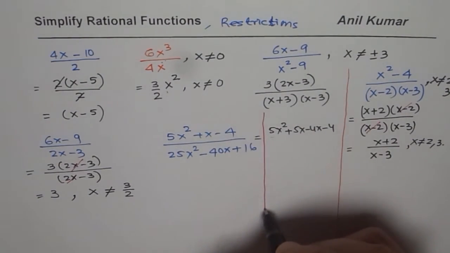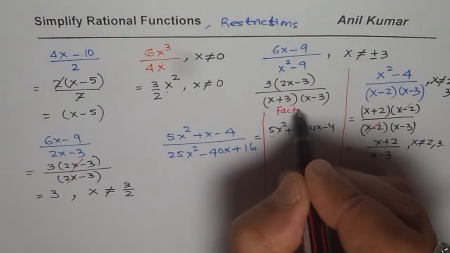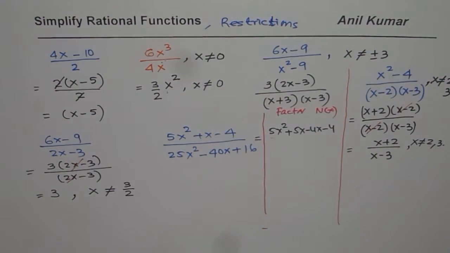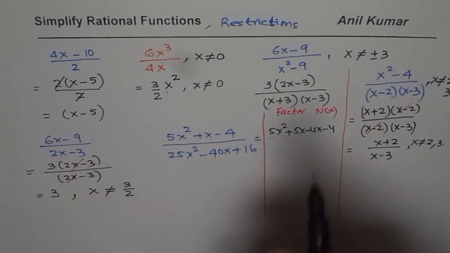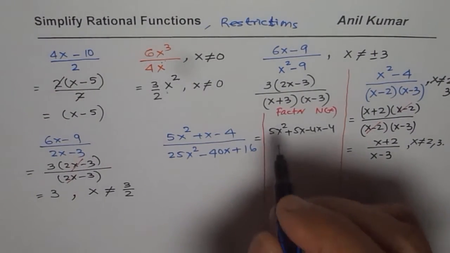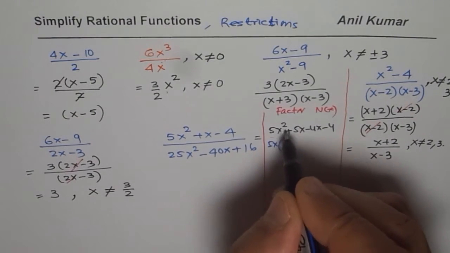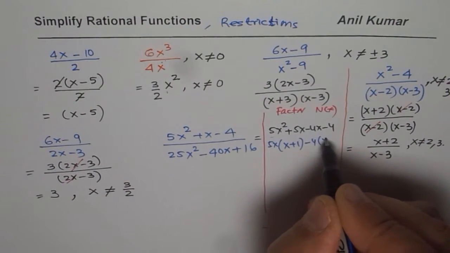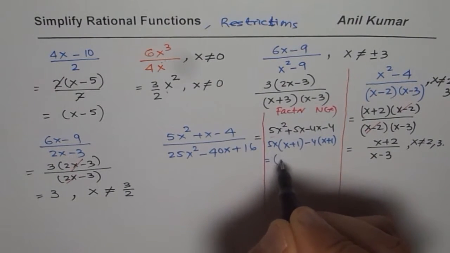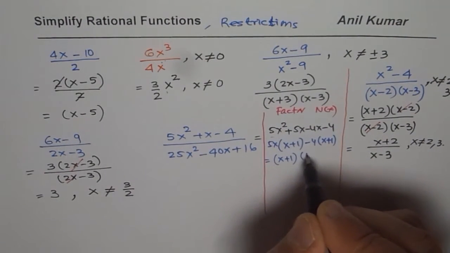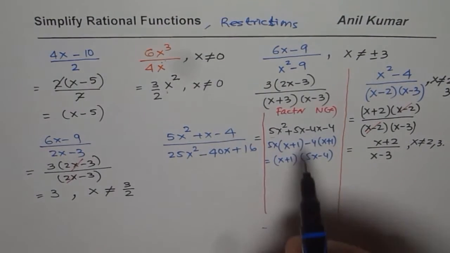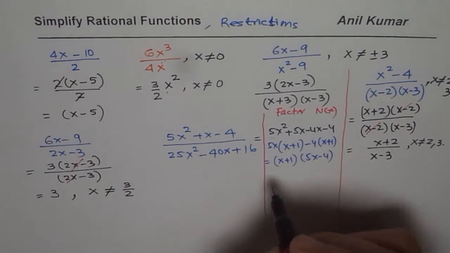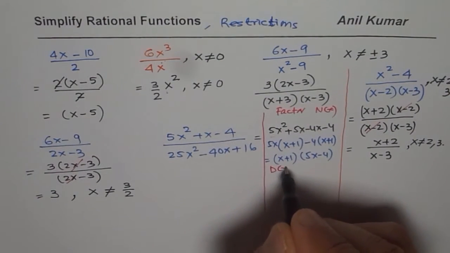So what we are trying to do here is simplifying. Let me make a new column here, and we'll say factor numerator, right? We'll follow a few steps to factor. Now 5x is common, so we can write this as x plus 1. Here minus 4 is common, we get x plus 1, and that equals x plus 1 times 5x minus 4. So that is how we simplified the numerator, or wrote it in the factored form.